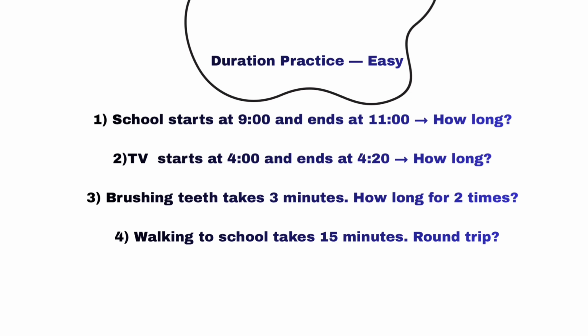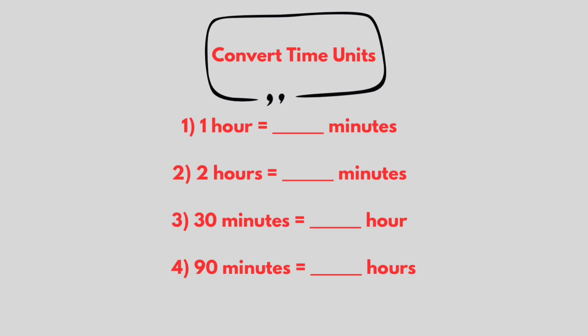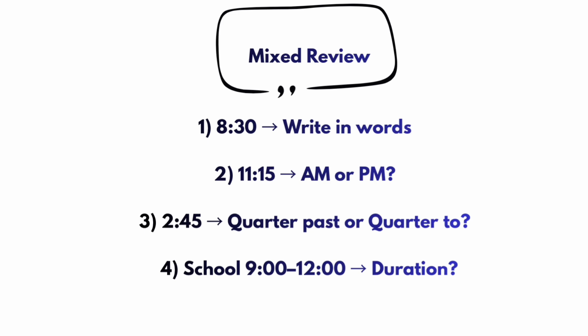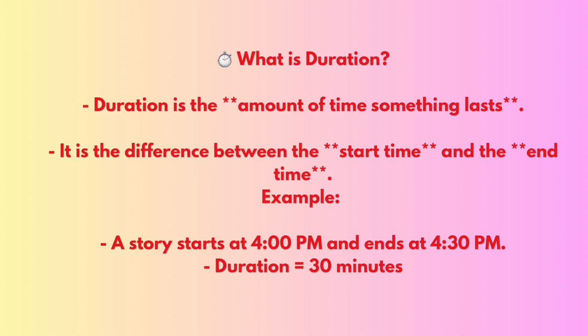Brushing teeth takes 3 minutes. How long for 2 times? You think about it yourself. Walking to school takes 15 minutes. Round trip, how much will it take? I have given you some conversion of time units. Try to do it by yourself. There are also a few slides. Now we'll talk about duration. I already taught you some part of duration, but here I will explain it in detail.